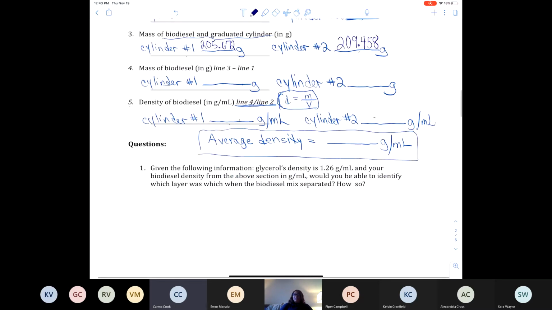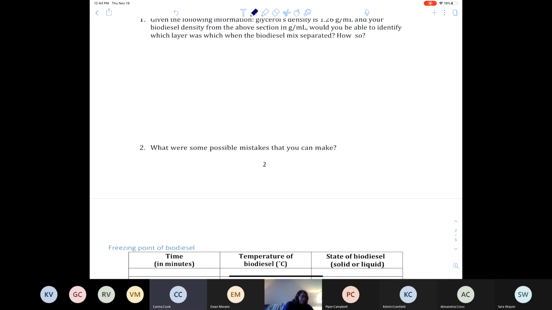What if I would have mixed some glycerol in with my biodiesel? That wouldn't have been good, would it? That would have compromised my density determination. And then it would have compromised everything else as well, especially the heat of combustion that we're going to do. So that's one major mistake that one can make, is not accurately and completely separating that glycerol away from the biodiesel. That's a good one to put for number 2, because that mistake can actually affect your data.